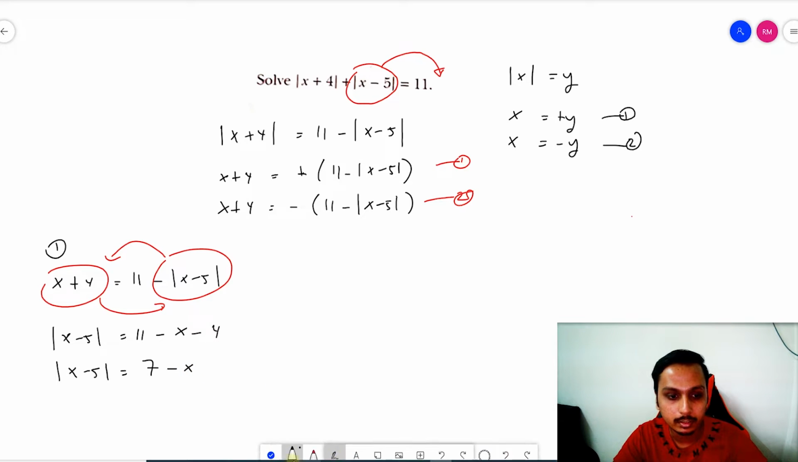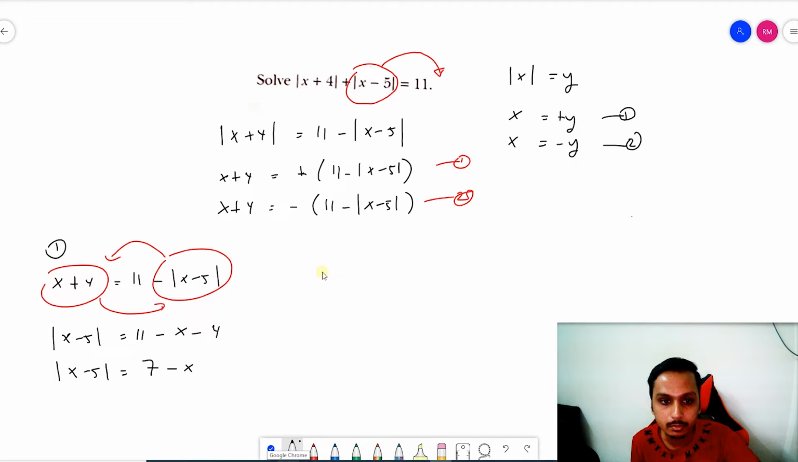Alright, let me copy the same thing for equation number 2 and see how it goes. So now this one is for equation number 2. Alright, x plus 4 is equal to, if I open the bracket, it's going to be negative 11, and negative times negative, if you want to expand it, it's going to be positive, correct? So don't forget that. So it's going to be positive x minus 5.